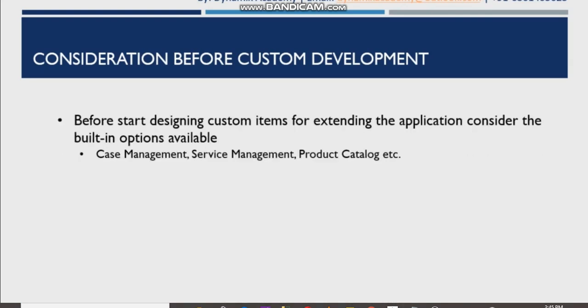So the first thing you need to keep in mind is that before designing any custom items for extending the Dynamics 365 application, first check if you can achieve the requirements via the built-in options that are available in Dynamics 365. For example, case management solution or service management or product by setting up the product catalog in proper manner. If you are able to utilize or leverage the out-of-the-box functionalities or the features that are already available in Dynamics 365, whether you are able to achieve your requirements through any of them, that would be the first thing that you need to take care.